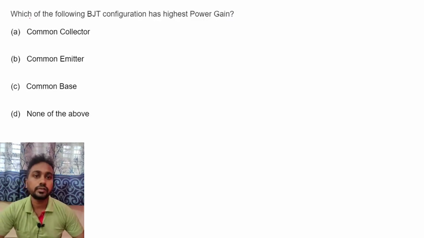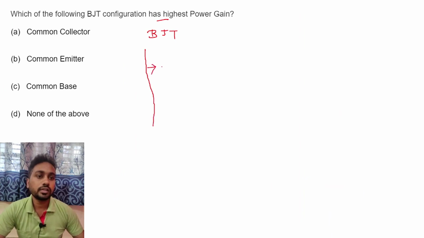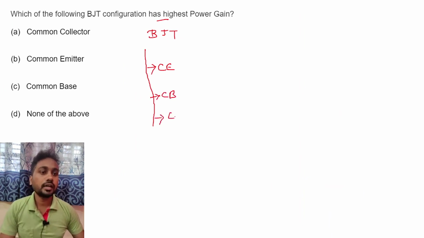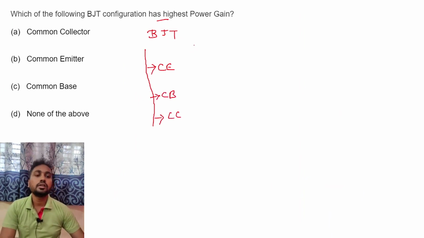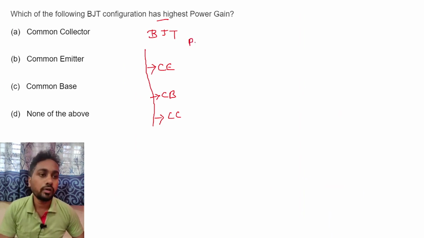We'll start our session. Which of the following BJT configurations has the highest power gain? If we talk about BJT configurations, there are three types. The first one is the common emitter configuration, then the common base configuration, then the common collector configuration. First we'll go through power gain.